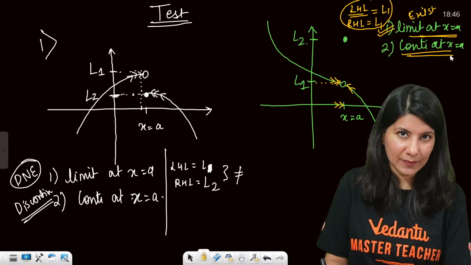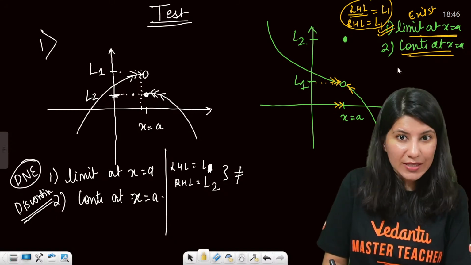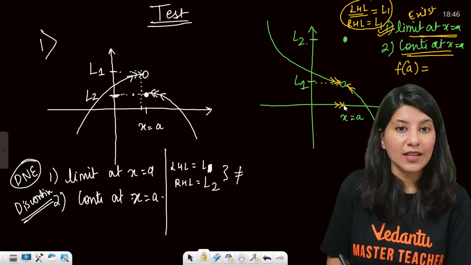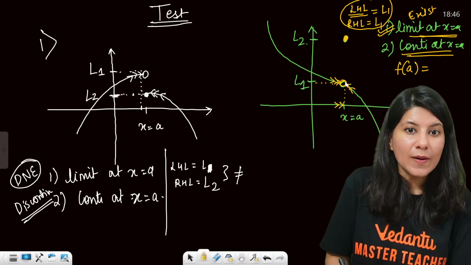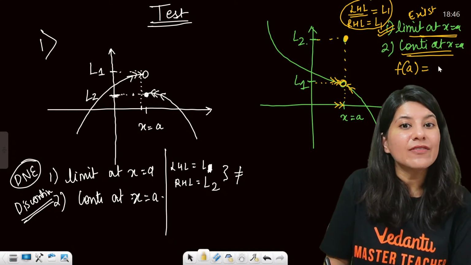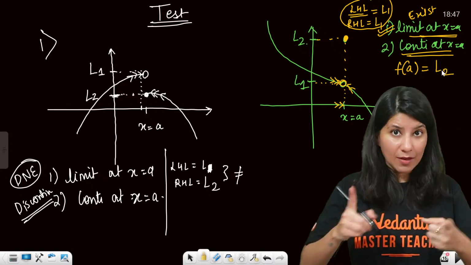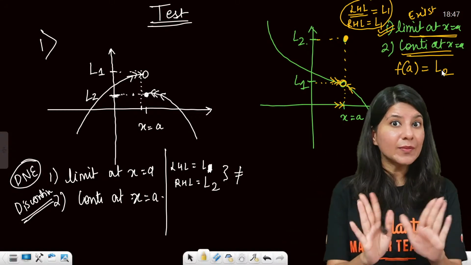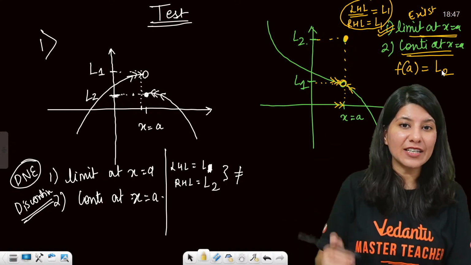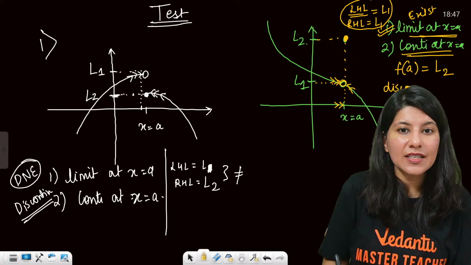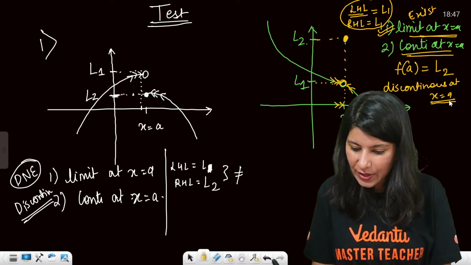What about continuity? Left hand limit is L1, right hand limit is L1, limit value is L1. What about f of a? Can you see at f of a, there is a hollow circle and there is a solid circle. So at x equals to a you will have L2 as the value. Even though limit exists, left hand limit and right hand limit are equal, unfortunately it is not equal to the value of that function. So the function is discontinuous at x equals to a. Are you getting my point?